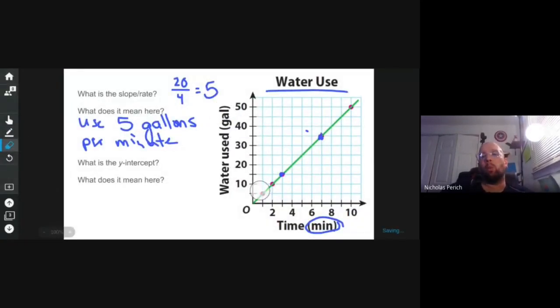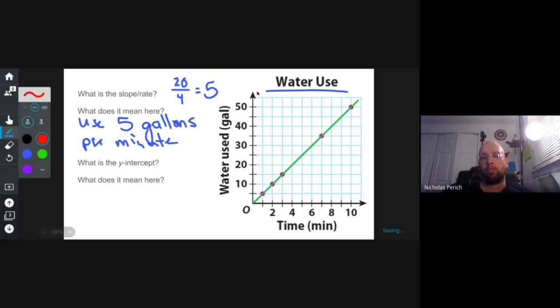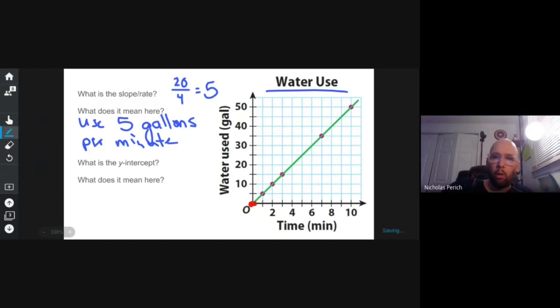What does the y-intercept mean? Well, let's figure out what the y-intercept is. The y-intercept is when I go to the y-axis, which is that guy. Where does my green line cross the y-axis? Right there at 0, 0. So what is the y-intercept? The y-intercept is 0, 0.